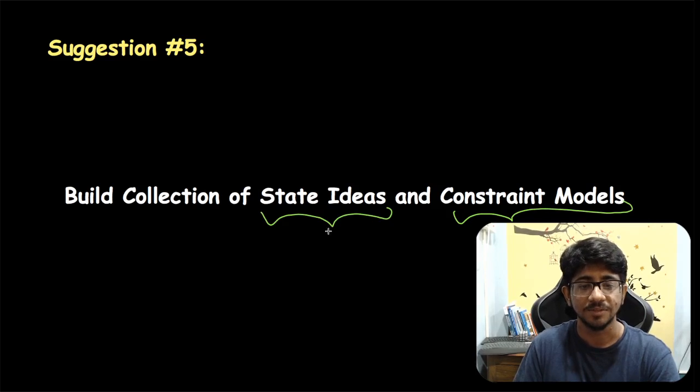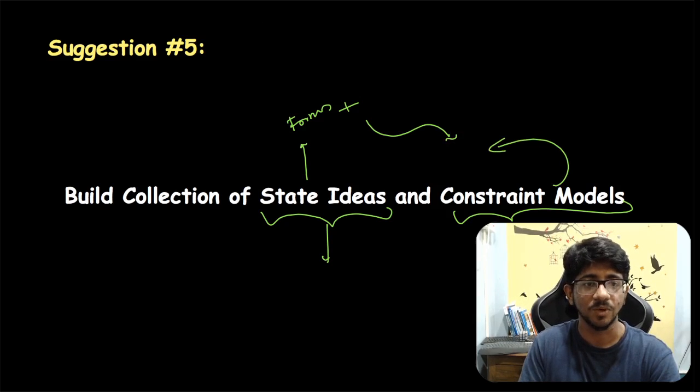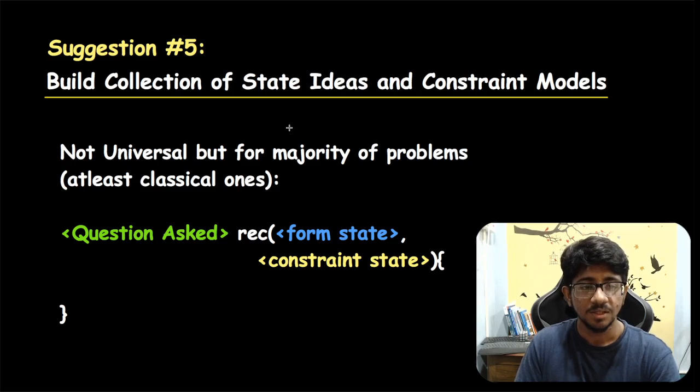Okay, now the state ideas that I'm talking about are mostly the forms themselves, forms plus some constraint states, okay, which come from the constraint model. Let me explain what this is. So this is just a quick idea, but this is not universal, okay, what I'm talking about next. But for the majority of problems, at least the classical ones like knapsack, if you're looking at interviews, this is going to be sufficient for almost all problems.